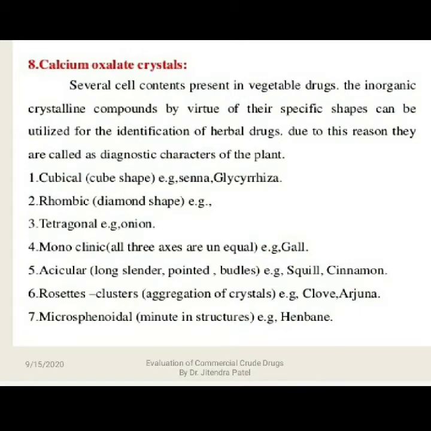So here it will also be of different types. For example, cubical or cube shape, in the case of senna and glycyrrhiza, meaning licorice root. In these two drugs, it will be in the cubical shape. It is rhombic or diamond shape, or sometimes it may be tetragonal, in the case of onion, monoclinic, right? All three axes are unequal. That is called monoclinic, right?